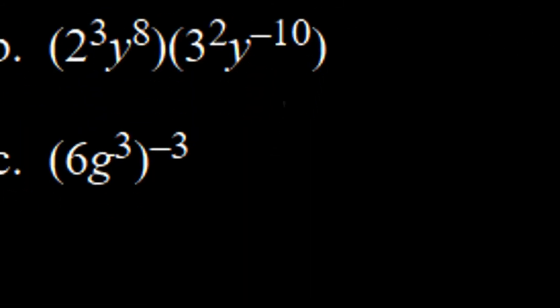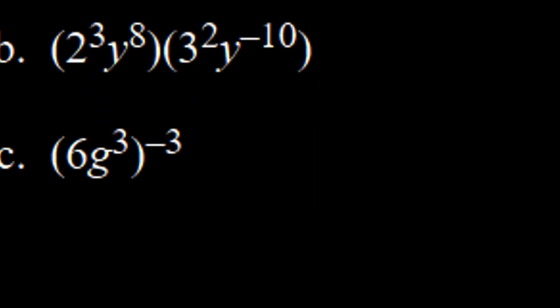Moving on to b. In b, I don't have any powers raised to powers, but I do have some numerical things here, right? 2 to the third power is 8. So I'm multiplying the number 8. 3 to the second power is 9, so there's a 9. And then I'm multiplying y to the 8th times y to the negative 10th. That's going to be y to the negative second power, because I'm just multiplying them, right? It's not being raised to another power. 8 plus -10 is -2.